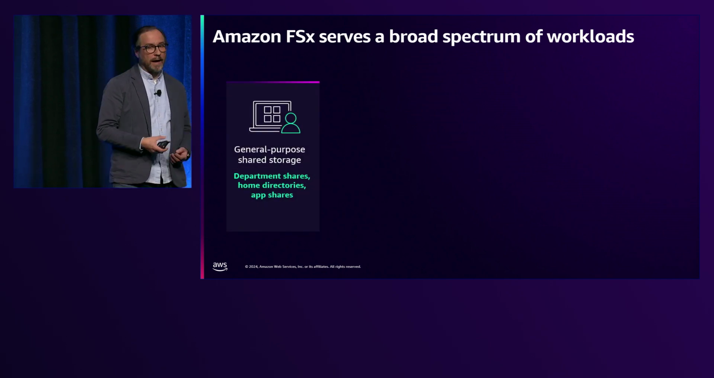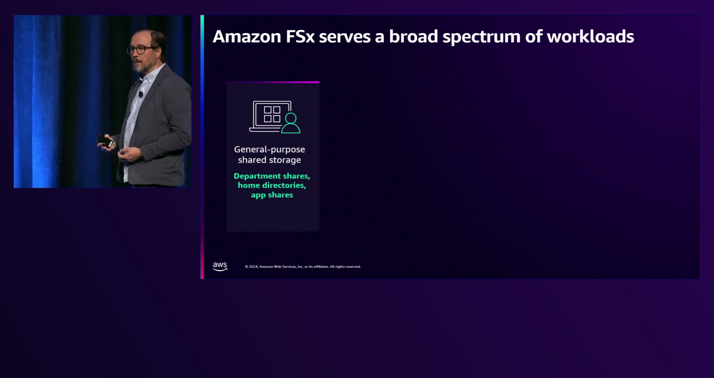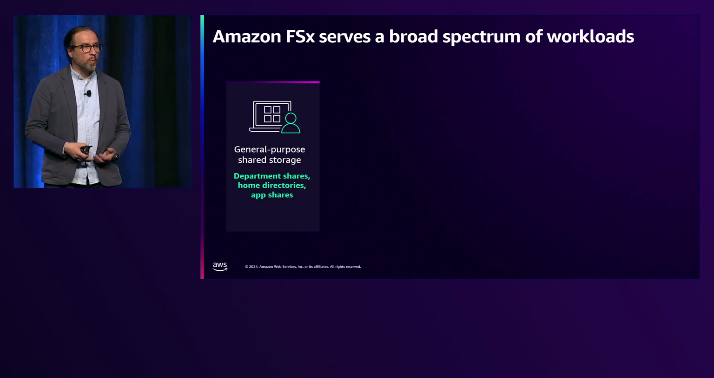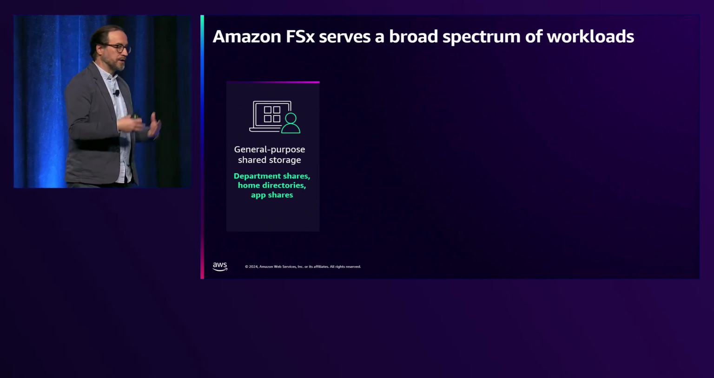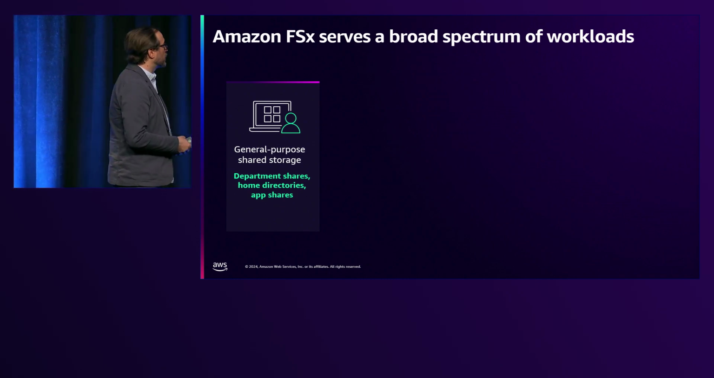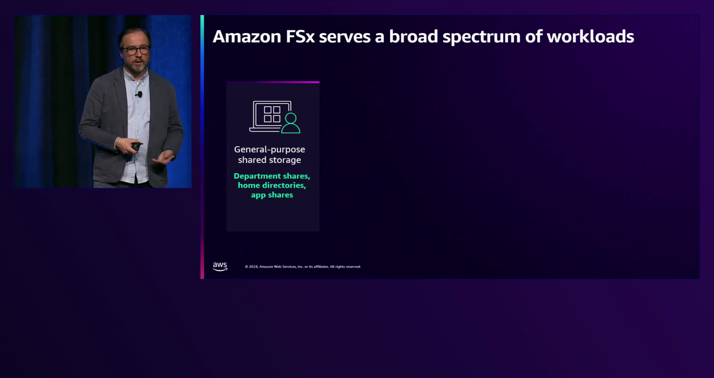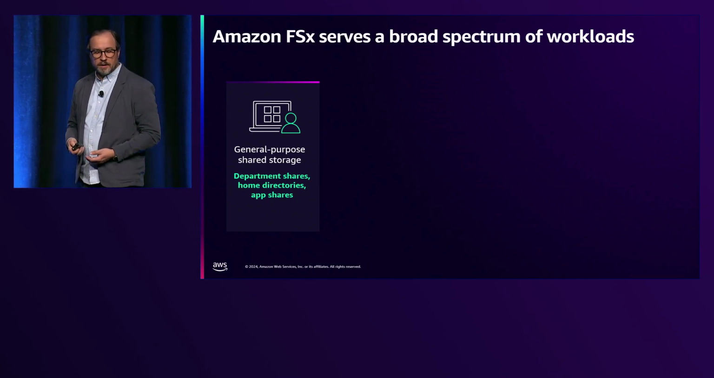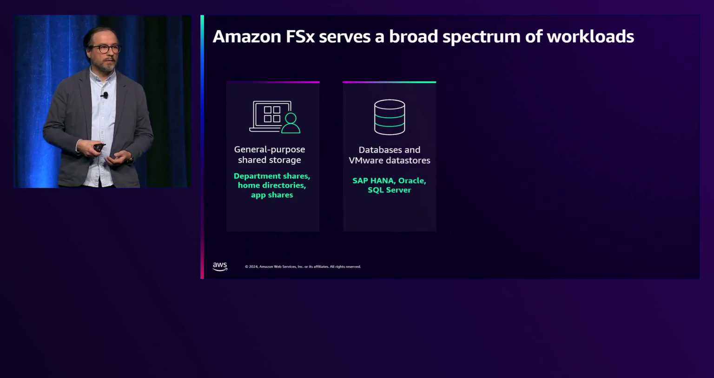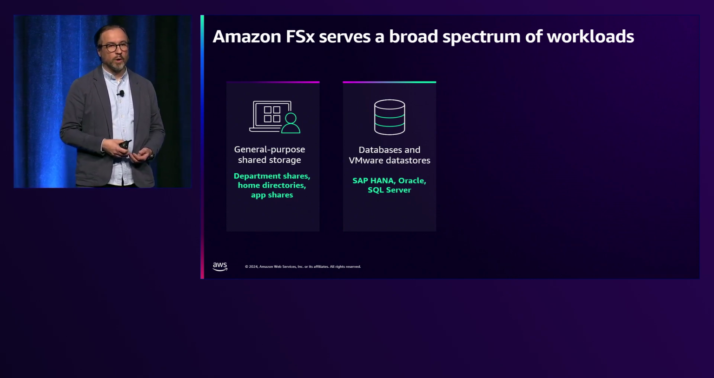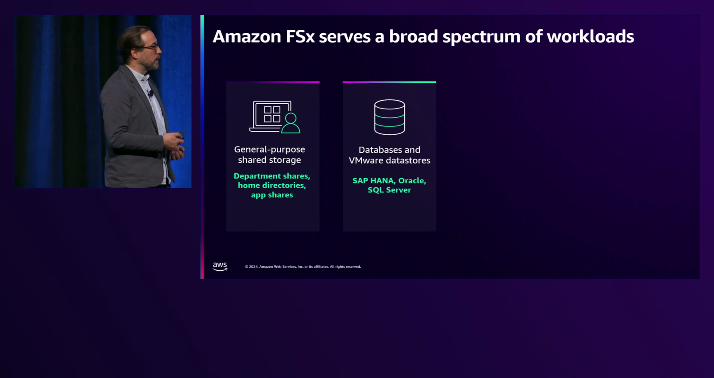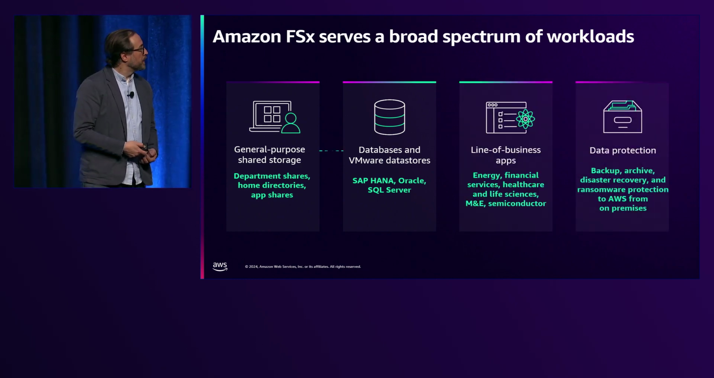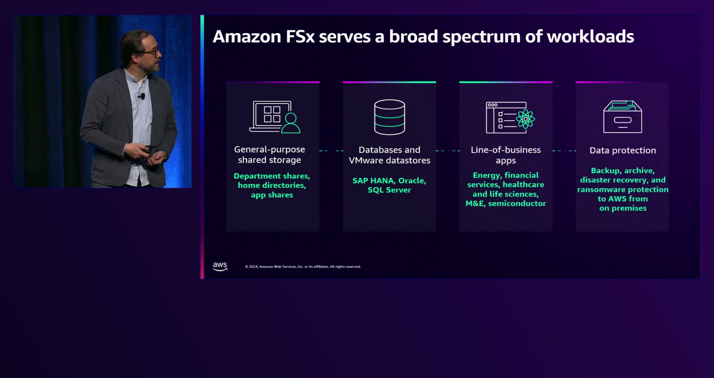The 4 general categories of workloads that we see customers adopt FSx for, one is general purpose file storage. So this is often when storage administrators have a centrally managed file store, serving up things like department shares, home directories, application shares. We also have a lot of high performance database and VMware data stores for things like SAP HANA, Oracle, SQL Server is very popular.